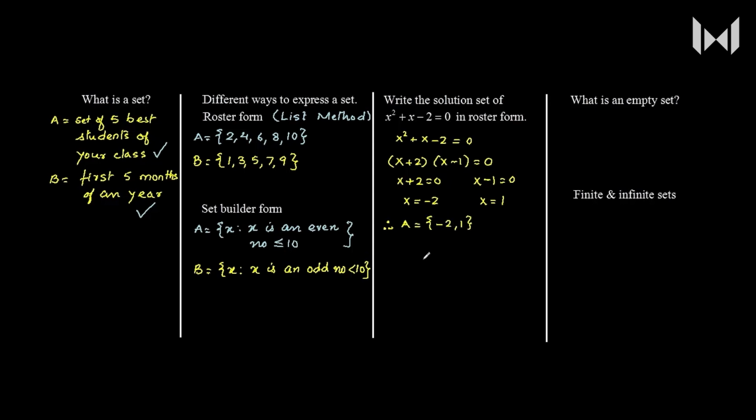This is the roster form, and if you want to write it in the set builder notation, x such that x square plus x minus 2 is equal to 0. That is the set builder notation. So this is the roster form and this is the set builder form.